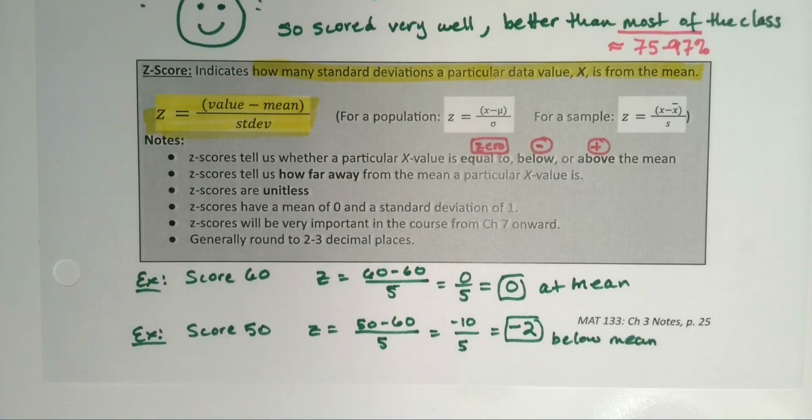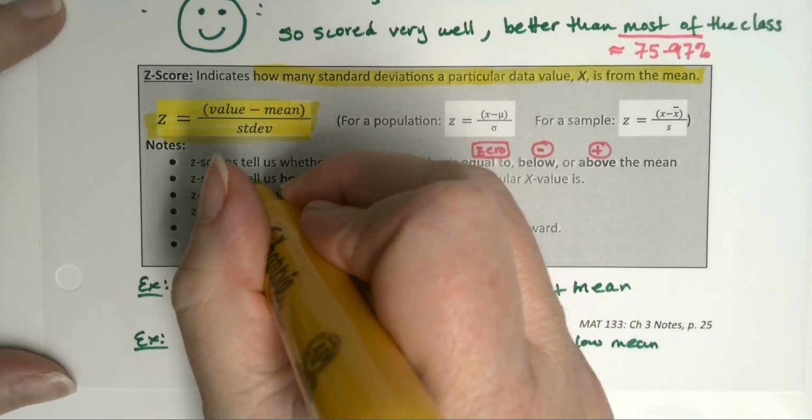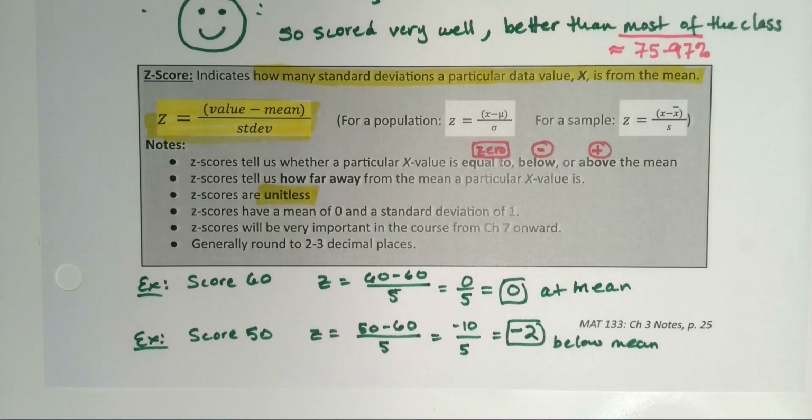There are no units to z-scores. There's no feet, no inches, no nothing. Right? They don't have any units. And z-scores have a mean of 0 and a standard deviation of 1. We're going to work a lot with z-scores from chapter 7 onward. We generally round them to 2 to 3 decimal places, sometimes 4. There's a particular context where we do 4. But z-scores are very valuable to us, and we will work with them a lot later on in the course.